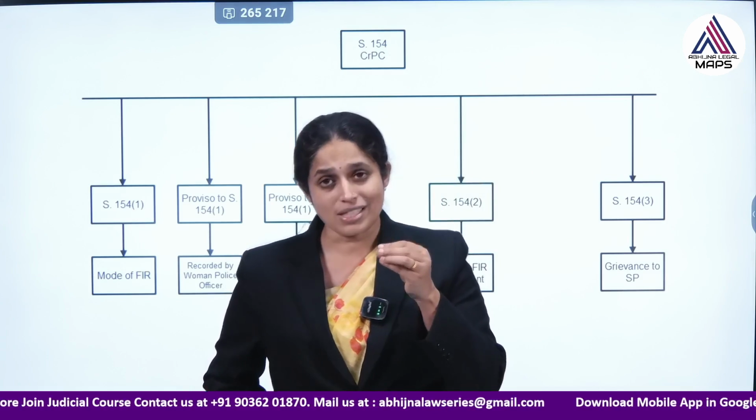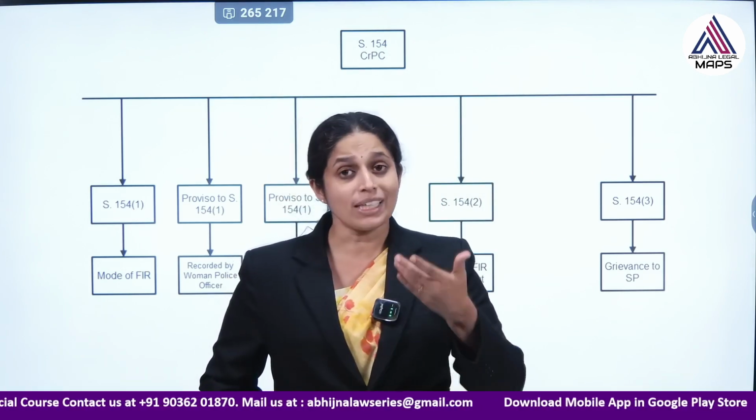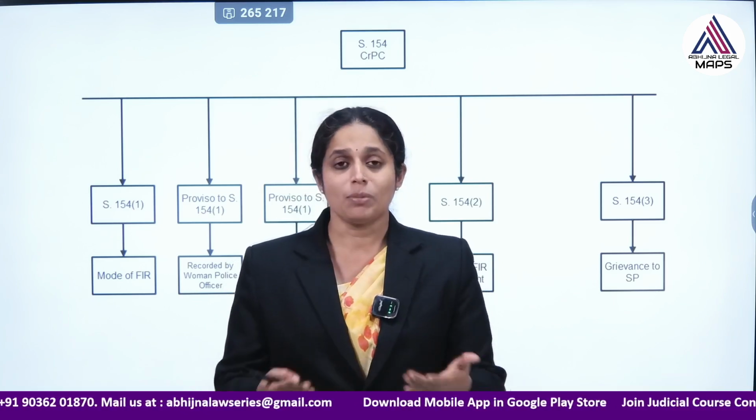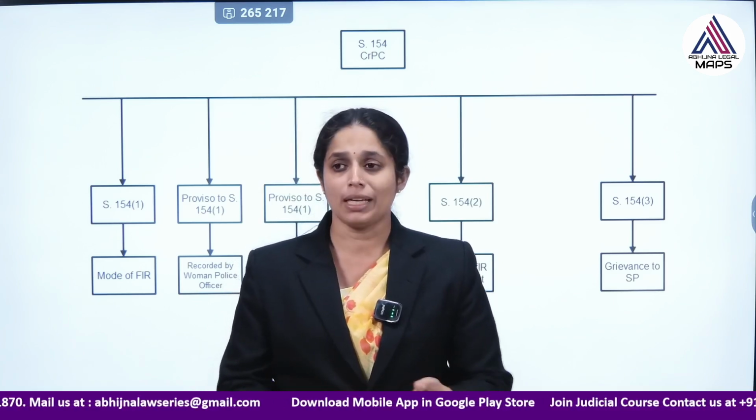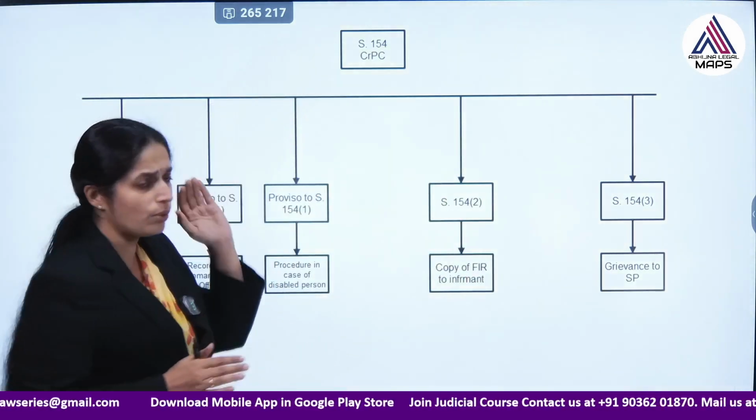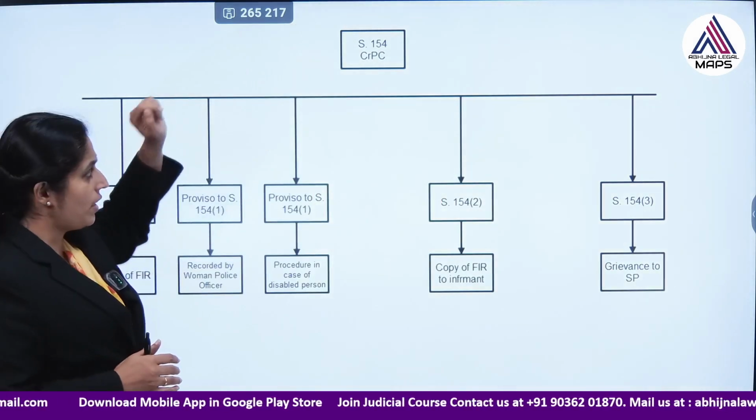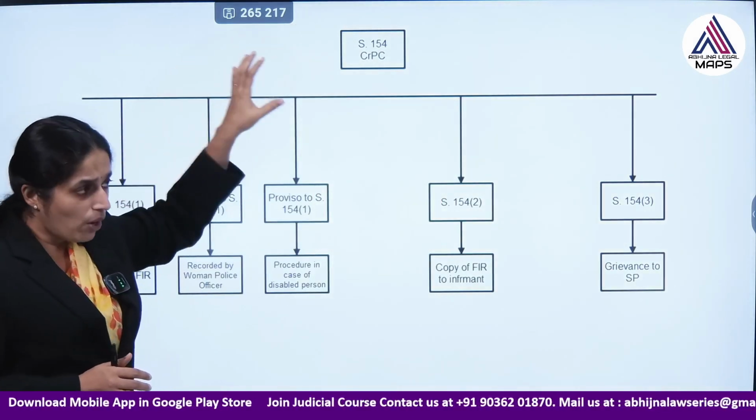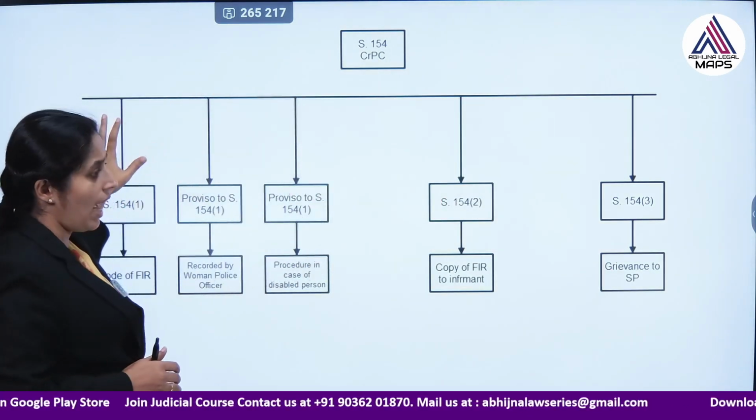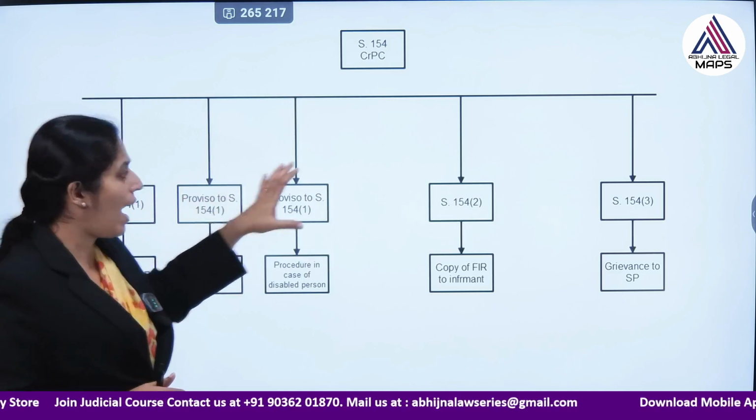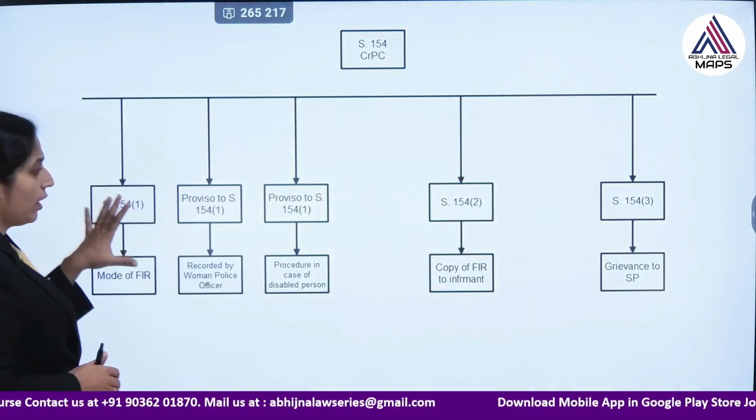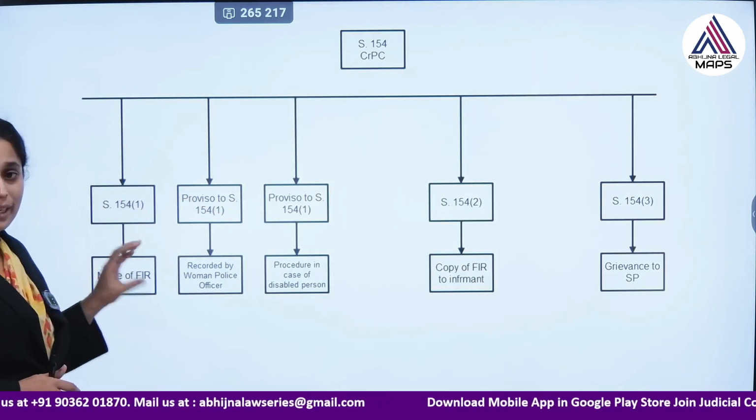We will see first what section 154 was all about, what it contained, what changes have been introduced, and what the law is at present as per BNSS. First of all, I want to deal with the old CrPC, that is, section 154. According to section 154, there were 3 subsections. The first subsection had 2 provisos, and then there were subsection 2 and subsection 3. Most of all, it dealt with how to make an FIR.